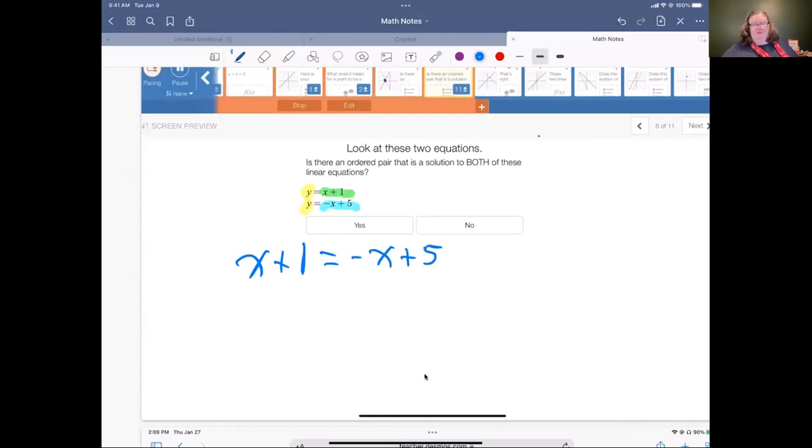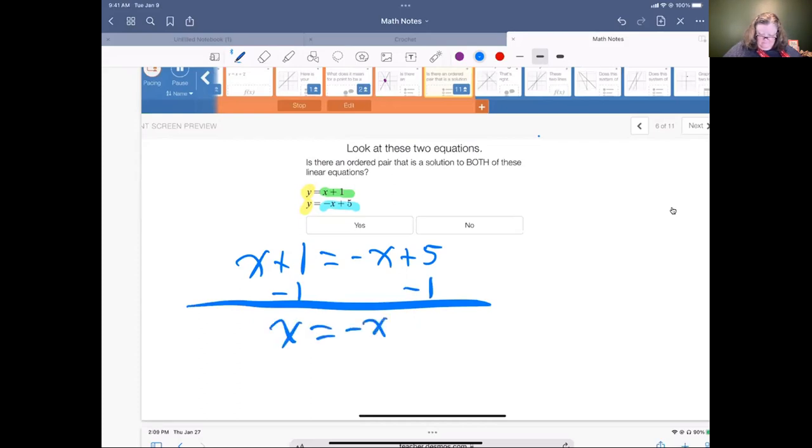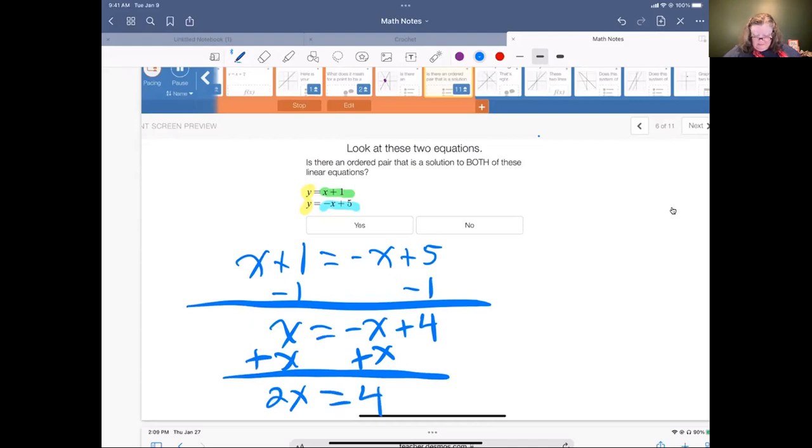We call this method substitution. We're saying if both of these are equal to y, then that means if I put them equal to each other, I should be able to solve for x. And I'll get to the questions in the chat in a second. So the first thing I want to do is I want to subtract this 1 because I'm going to combine like terms. The next thing I'm going to do is add x to both sides. I get 2x equals 4. I can divide by 2. This equals x equals 2.